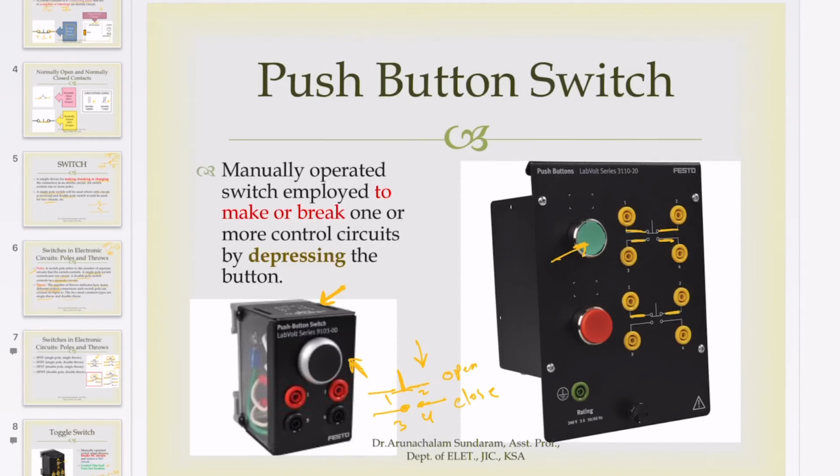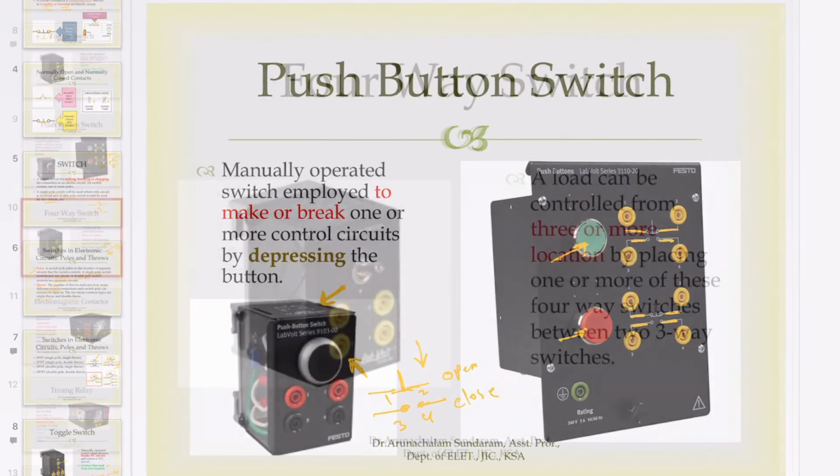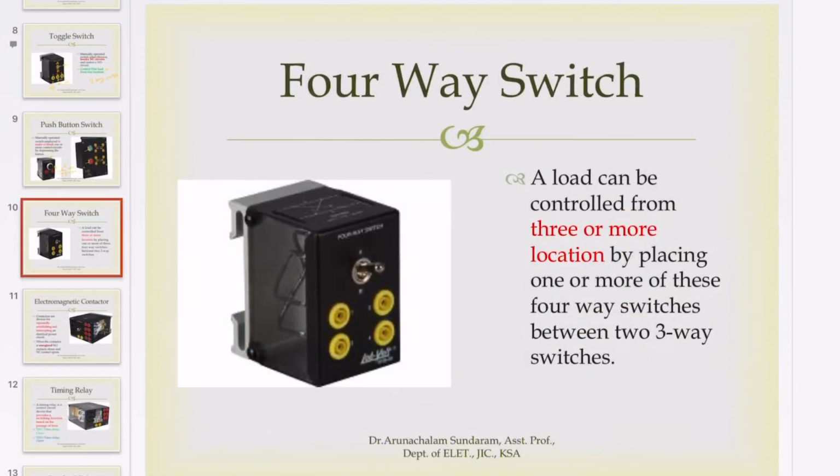This is also the normally closed contact for this push button, and this is the normally open contact for this push button. A four-way switch. When you have a load and you need to control the load from 3 or more locations, you need to place one or more of these four-way switches between 2 three-way switches. This is the load, like a lamp, and this is the supply. As simple as that, guys.